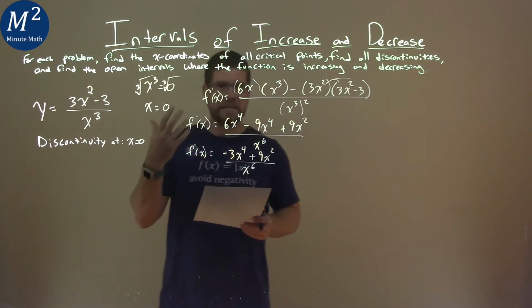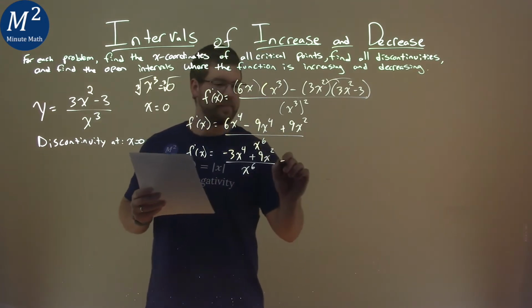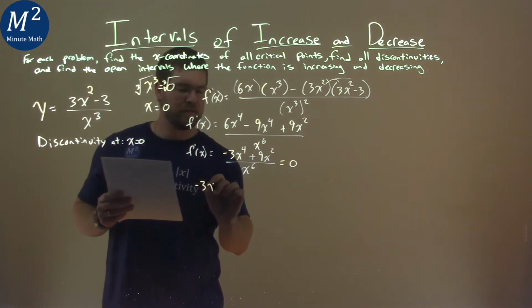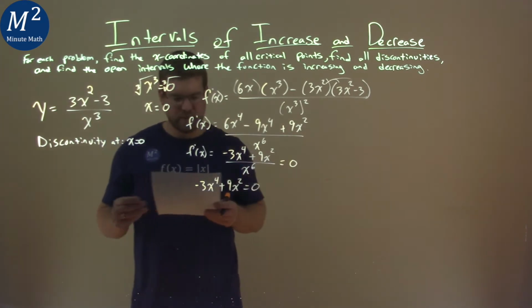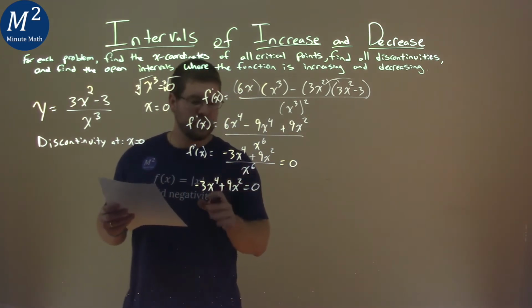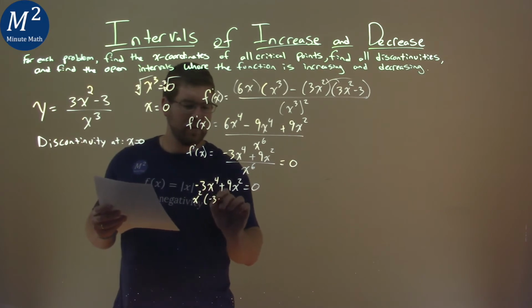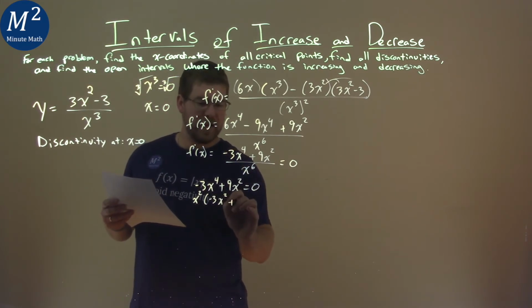When is the whole function equal to 0? So we're going to take our function derivative, set it equal to 0. And that really only happens when the numerator is equal to 0. So I'm going to take that negative 3x to the fourth power plus 9x squared and set that equal to 0. From there, we need to solve for x. Pull out an x squared. I have an x squared here times a negative 3x squared plus a 9 equals 0.